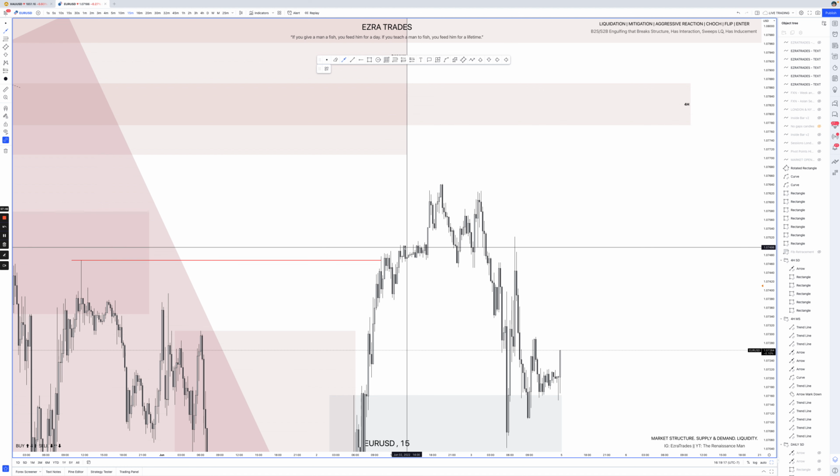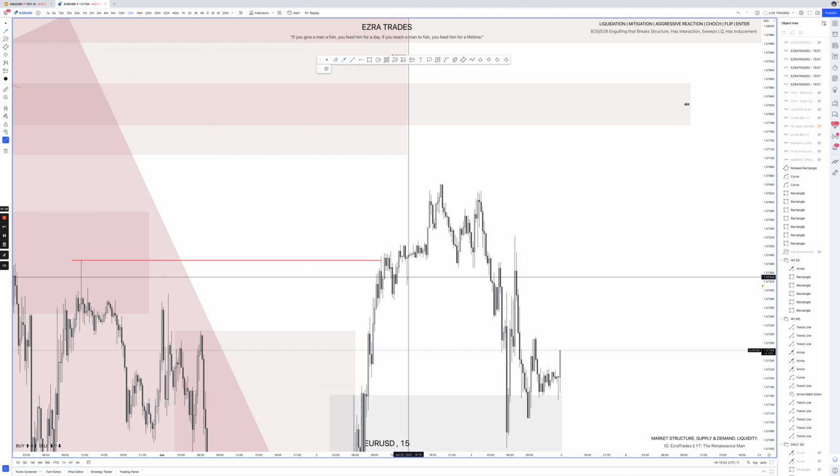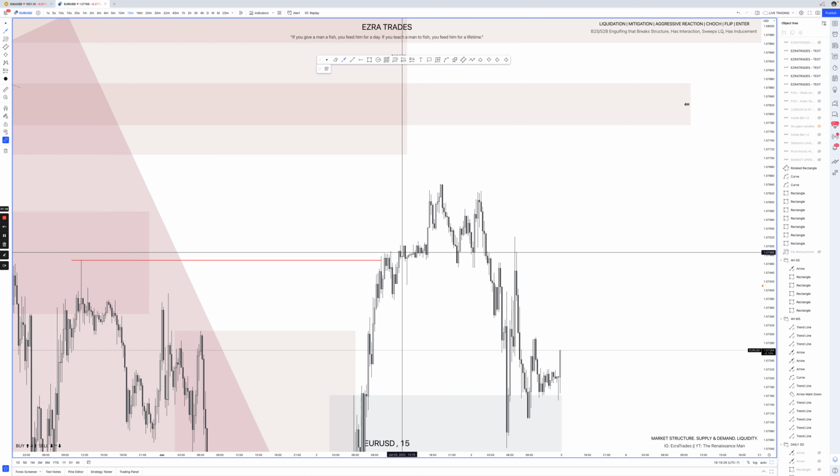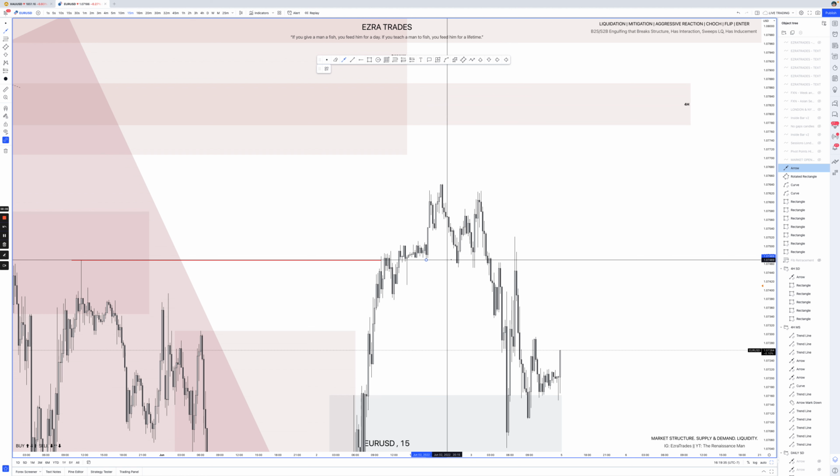Where do we go? We make this pullback, right? We take some liquidity, a little sweep in here, right? Price makes a new high. We pull back, take some liquidity. Price is kind of building in here, a little consolidation and accumulation, and then we break, create a new high. So in my mind, this is considered strong, right?